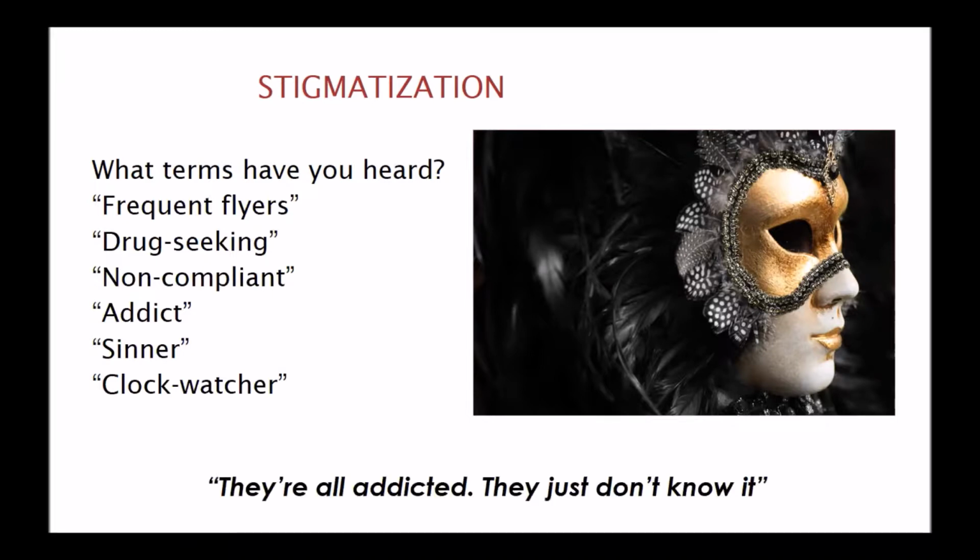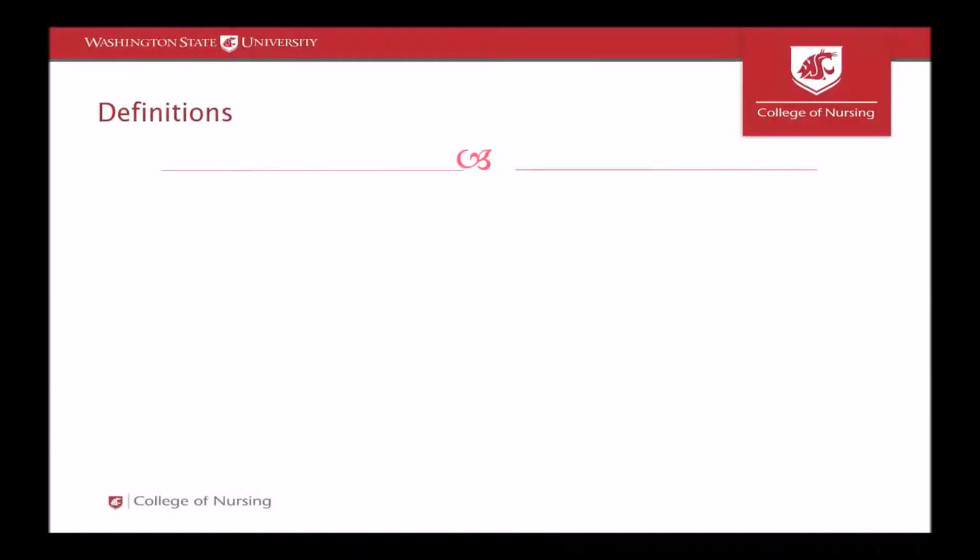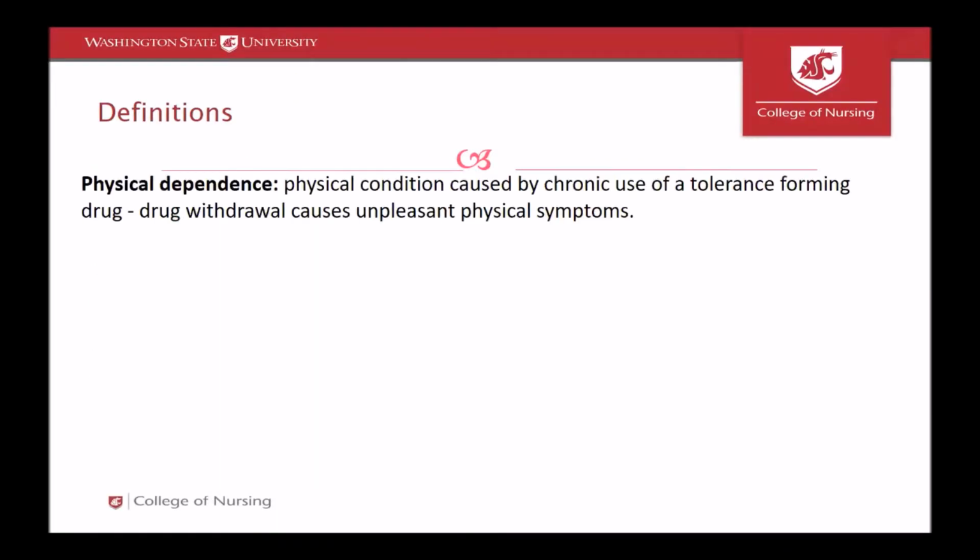One of the things that I heard when I was recruiting for my initial studies from primary care providers was that this population of chronic pain patients who use opioids are all addicted. They just don't know it. They're all addicted, they just don't know it, was what I heard from several providers. And that really piqued my curiosity because I thought, well, is that you know that they're addicted, but you're not talking to them about it? Or is it that you don't understand the difference between addiction and physical dependence? And I'm still curious about that.